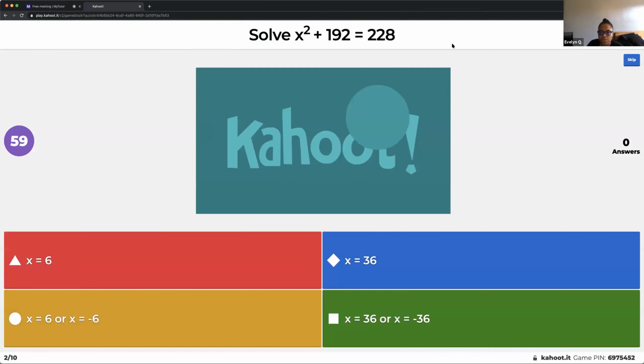Right, solve this equation. Remember the one important thing when solving quadratic equations.